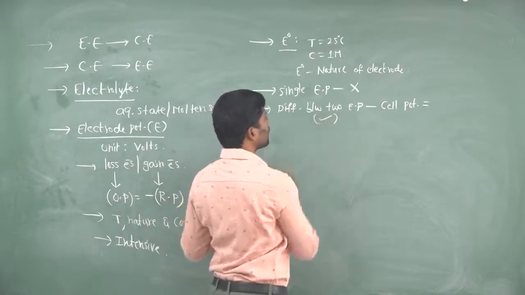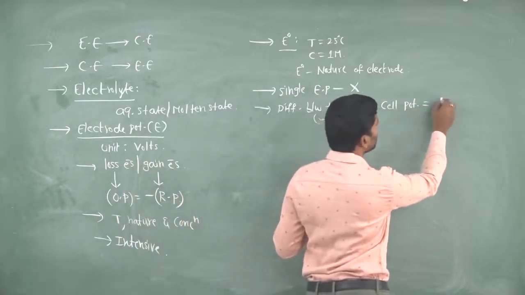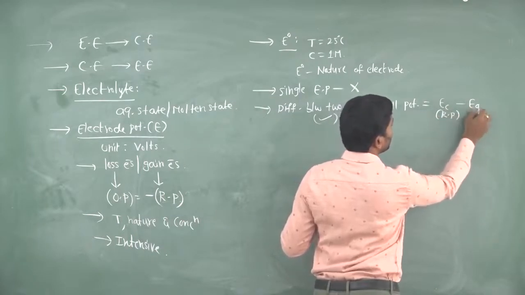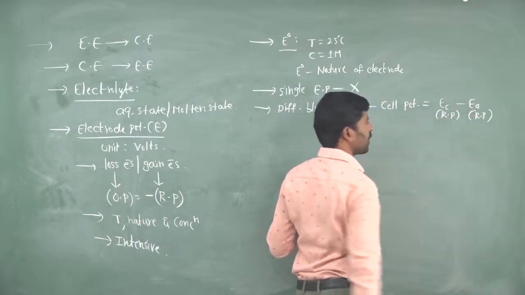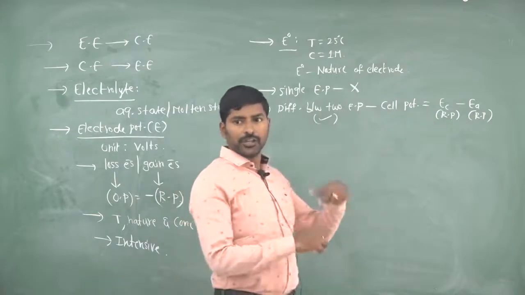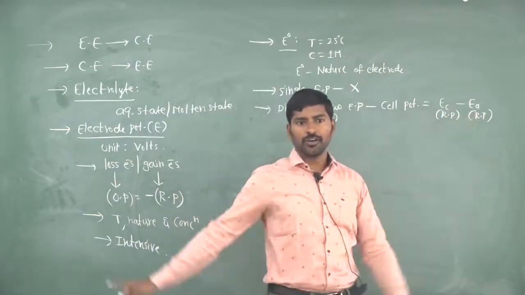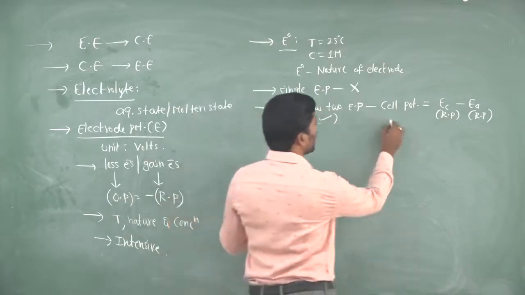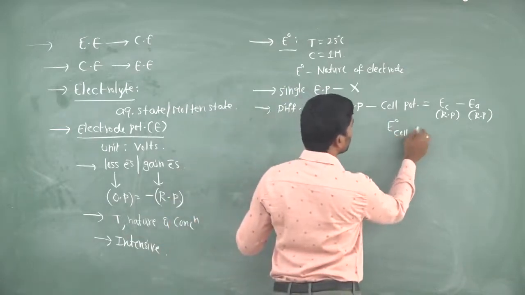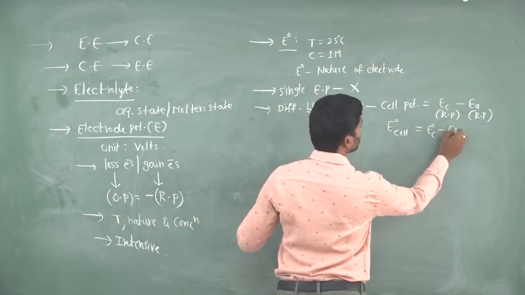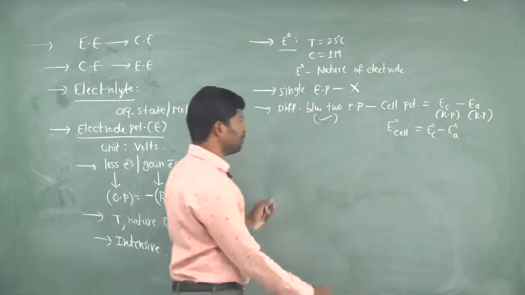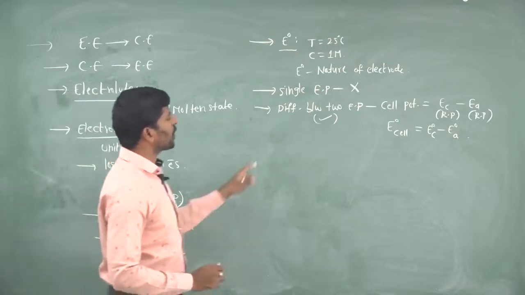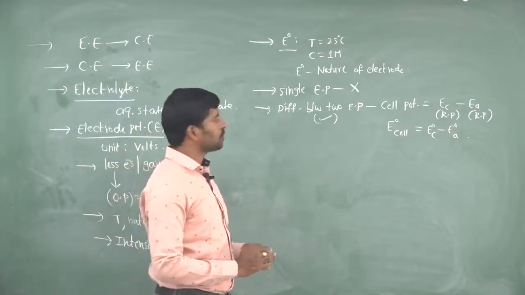This we can calculate experimentally. What is the formula? Cathode reduction potential minus anode reduction potential. If oxidation potentials are given, to get reduction potentials, what we have to do? We have to change sign. Under standard conditions, E0 cell is equal to E0 cathode minus E0 anode. So by using a potentiometer we can calculate cell potential.